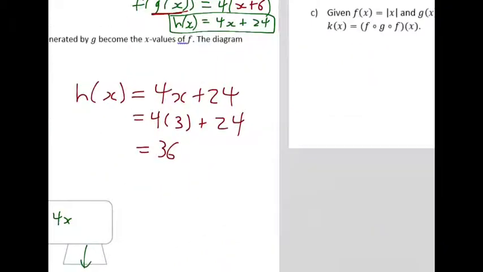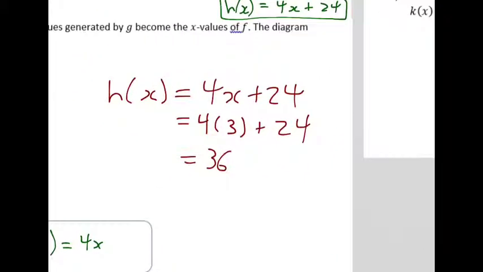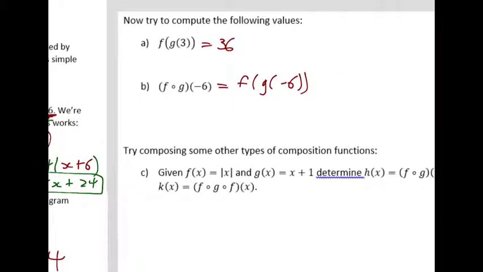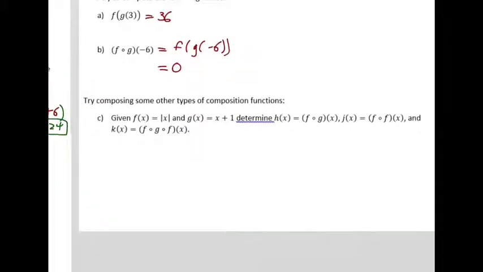Right? And again, if you use h of x, if we used instead negative 6, notice what happens. 4 times negative 6 is negative 24, plus 24, you get 0. So there's 2 ways to do that. Okay, so this would equal 0. Good?